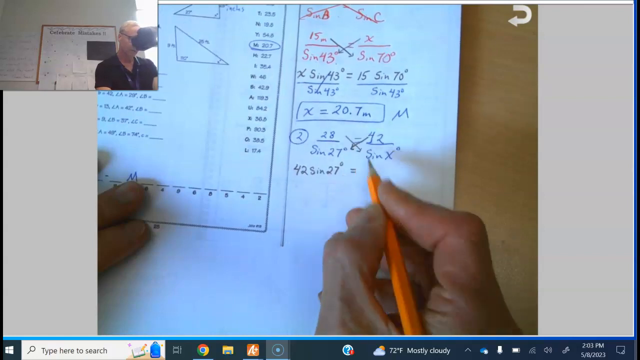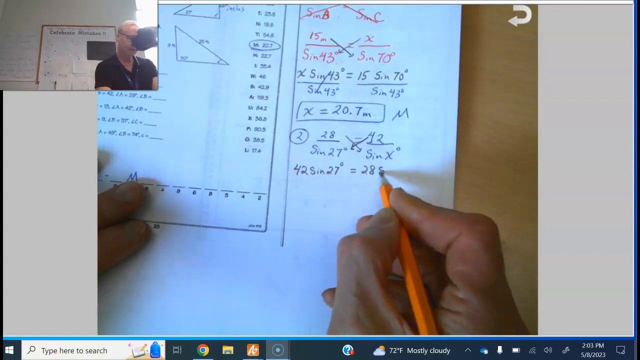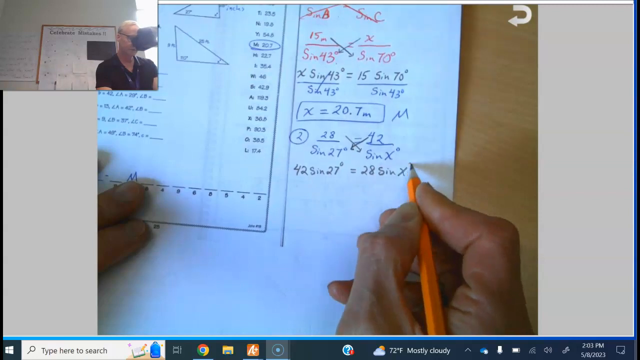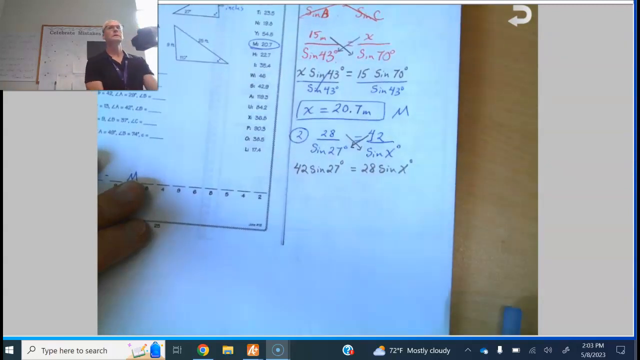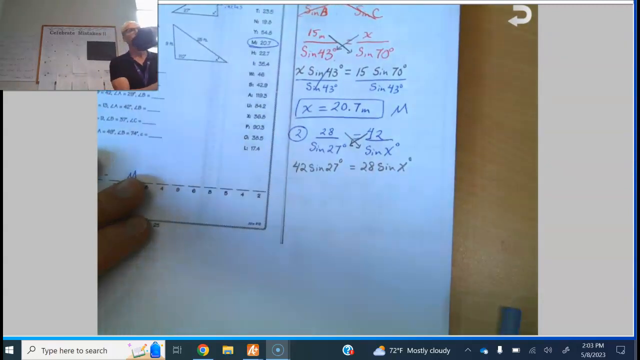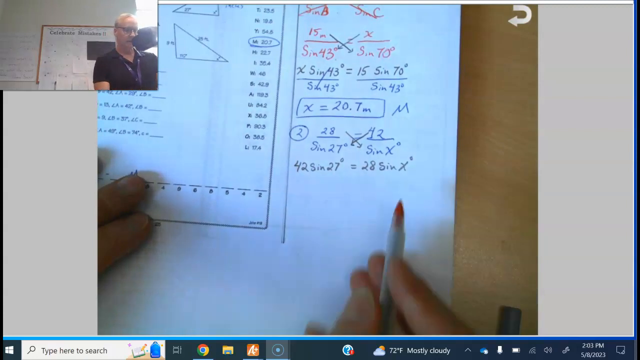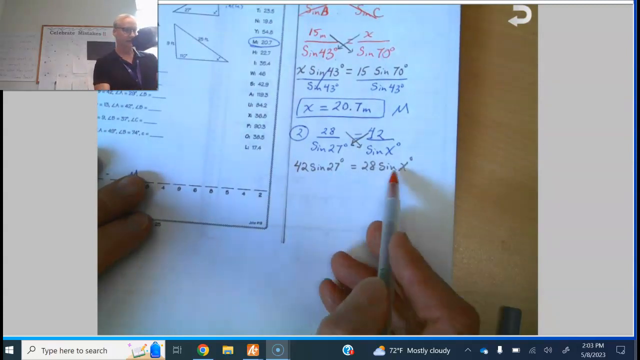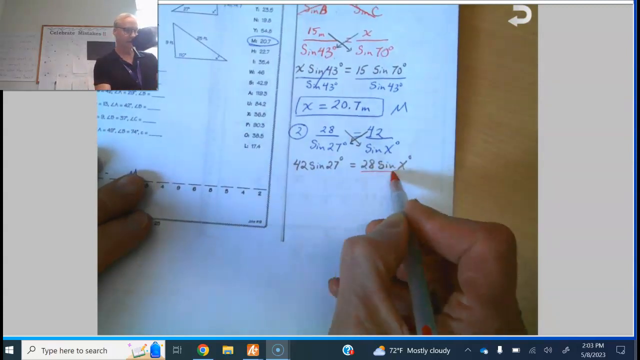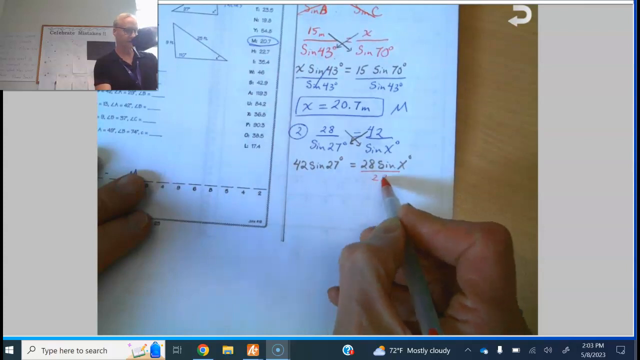I have 28 times sine of x, and all I want to do is get x by itself. So I'm going to follow the steps for that. I have a sine x, and I'm going to go ahead and divide by 28 on both sides so I get it by itself.